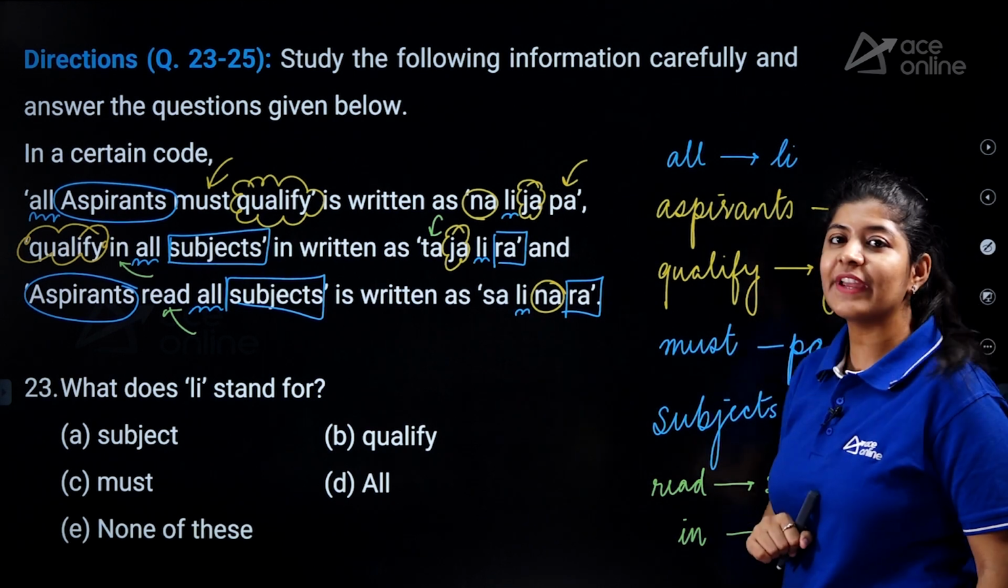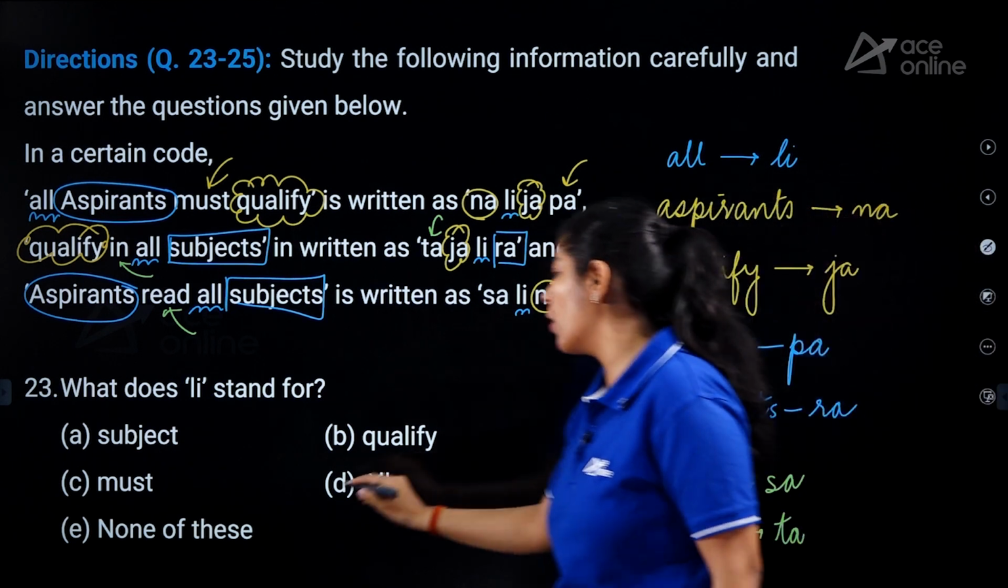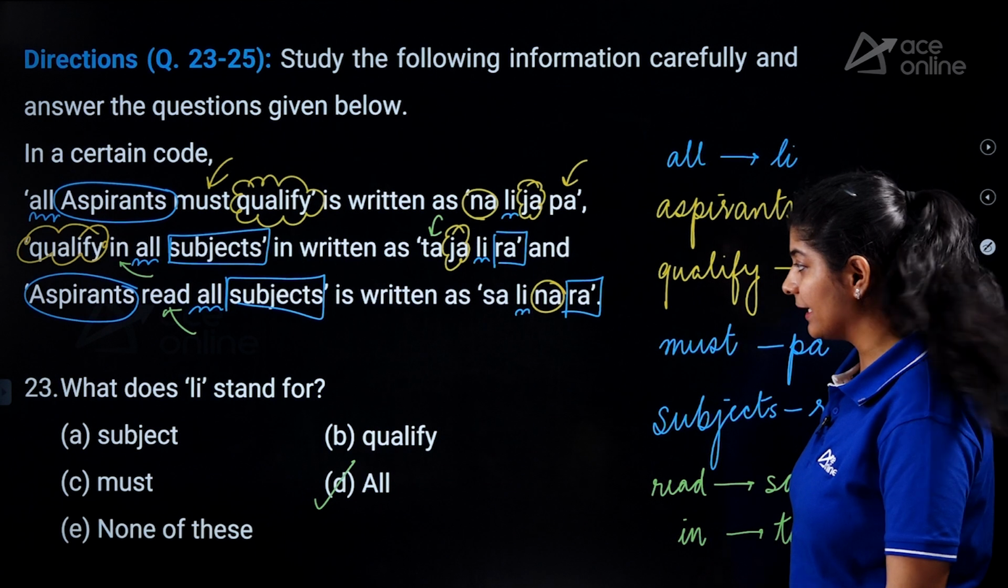Okay. Now what we have to find out is what LI stands for. So LI stands for all. That means your option number D is correct.